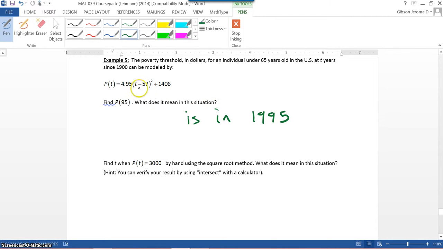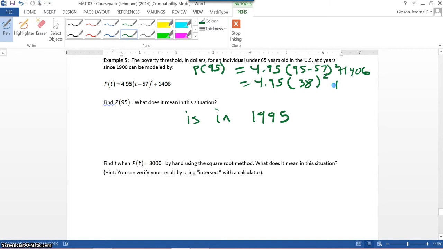What does it mean? So what we need to know is what happens when we substitute in 95. So we could do this here. We could do this up here. It'll be P of 95 is equal to 4.95 times the parenthesis 95 minus 57 squared plus 1,406. Now, we have 4.95 times, 95 minus 57 will give 38, and that's squared, plus 1,406.